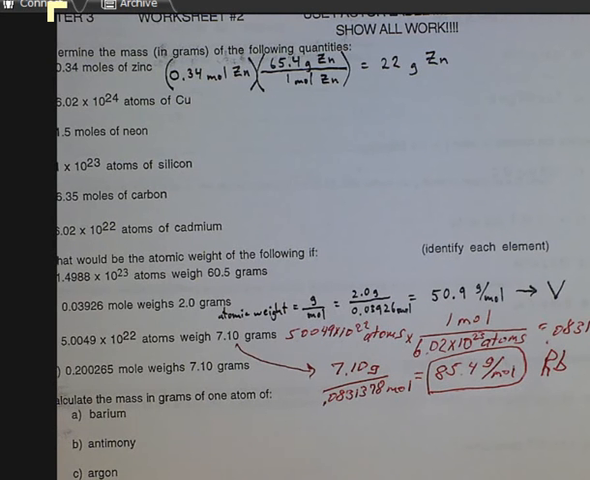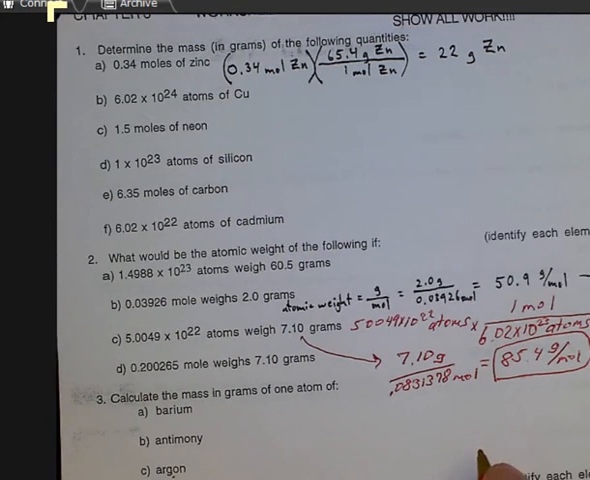Let's look at question number 3. Question 3, we're asked to calculate the mass in grams of one atom. So we're going to look at 3C. And we're going to assume we have one atom of argon. So when it says you have one atom, that means exactly that. We're going to start with one atom of argon, and we're going to follow the steps to convert this through to grams.